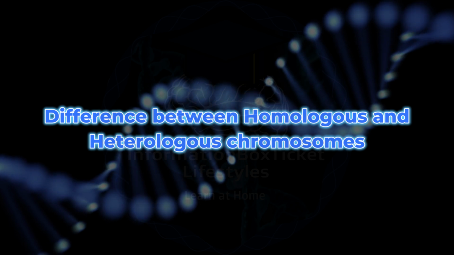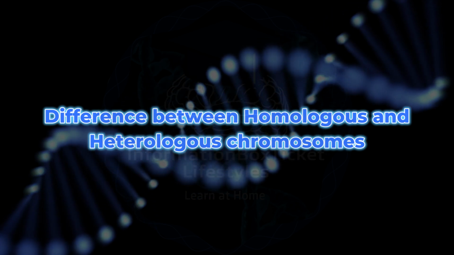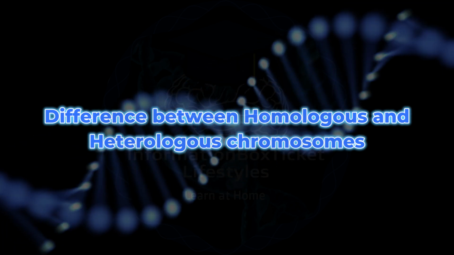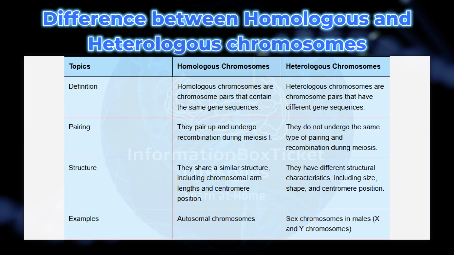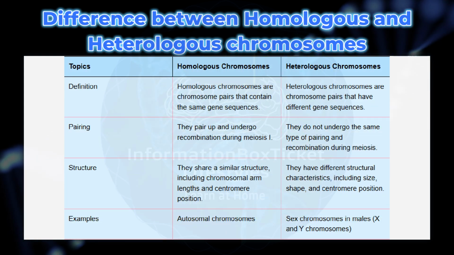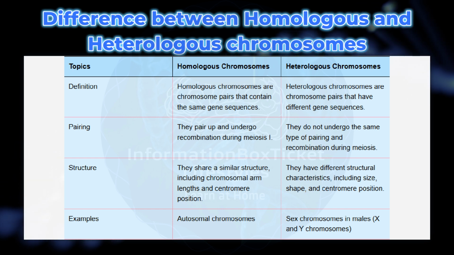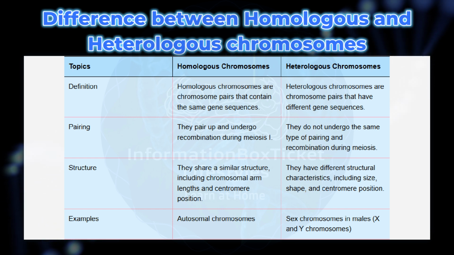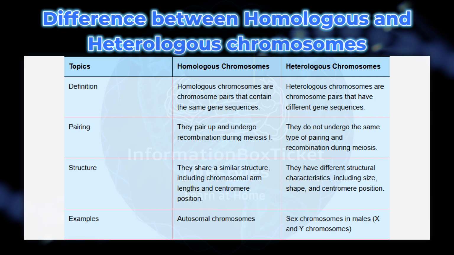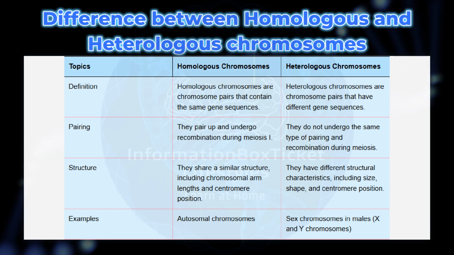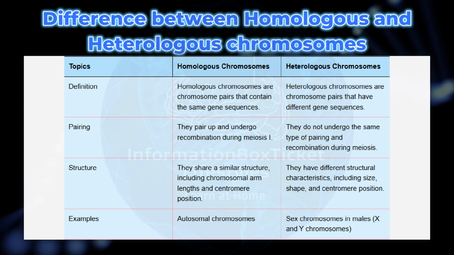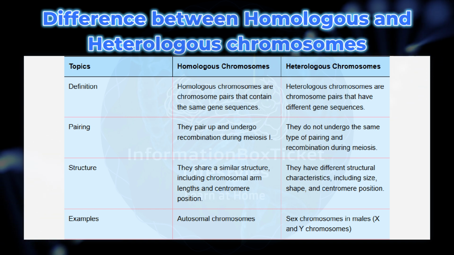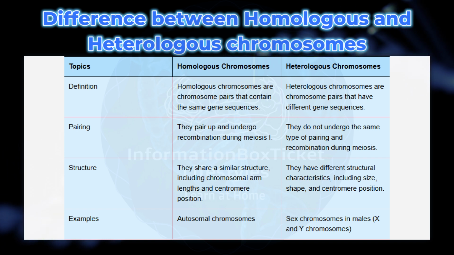Let's explore the difference between homologous and heterologous chromosomes. Homologous chromosomes are chromosome pairs that carry the same gene sequences and are similar in structure, including features like chromosomal arm lengths and the position of the centromere. These chromosomes pair up and exchange genetic material during meiosis I, a crucial step in genetic variation.